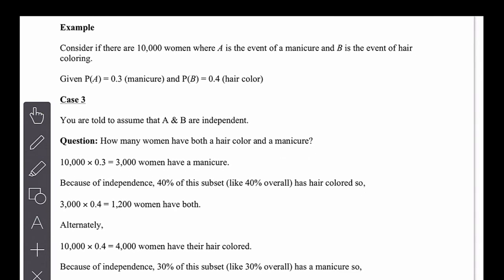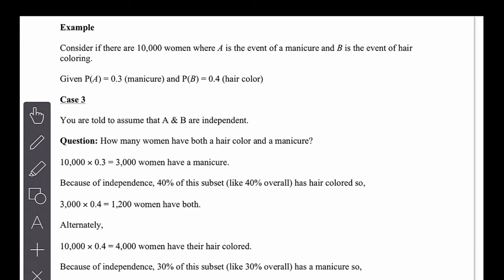Consider there are 10,000 women, and that 10,000 women is enough for me to observe the long-run relative frequency of probabilities of actions of these women in terms of their visiting a salon. So there's two events I'm going to define. One is a manicure. So they're going to the salon to get a manicure. And the other one is they can go there and get their hair colored.